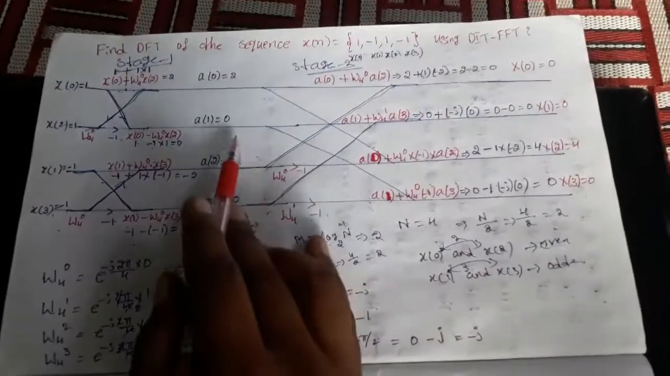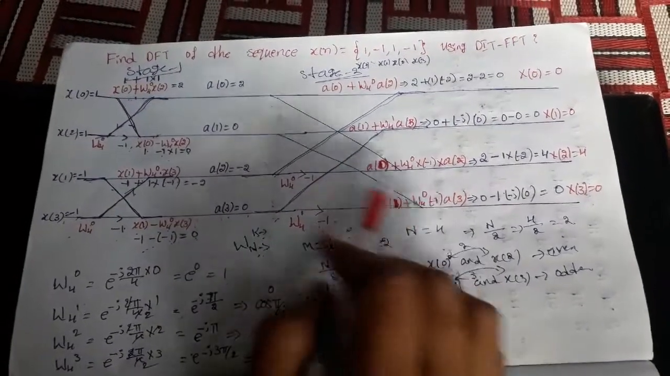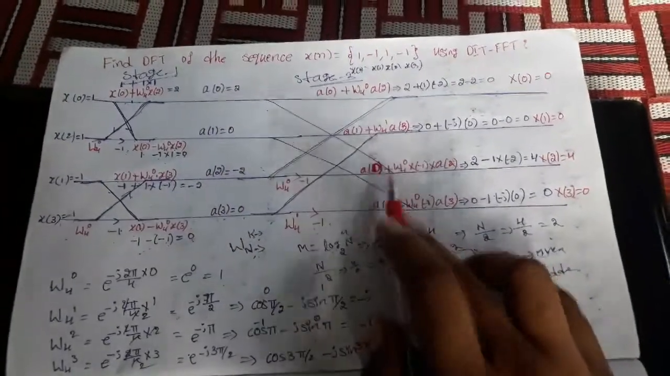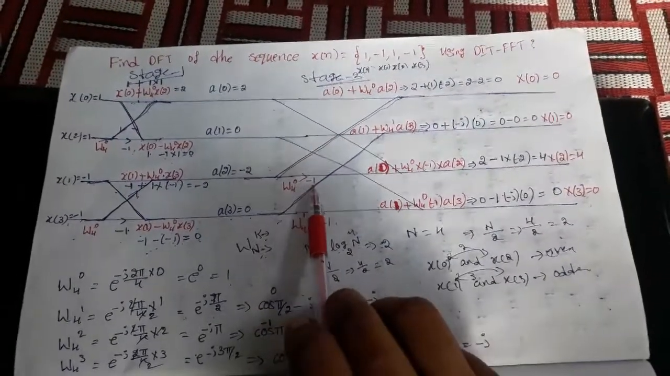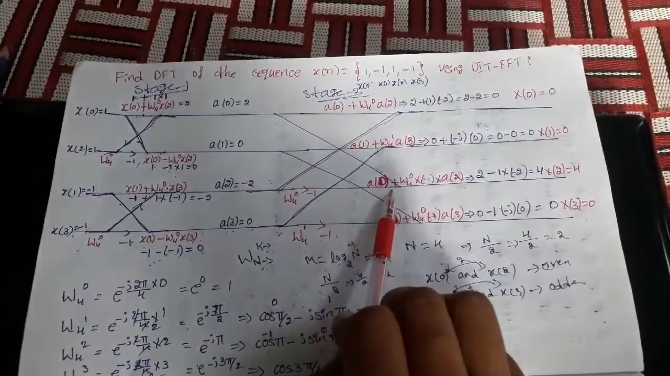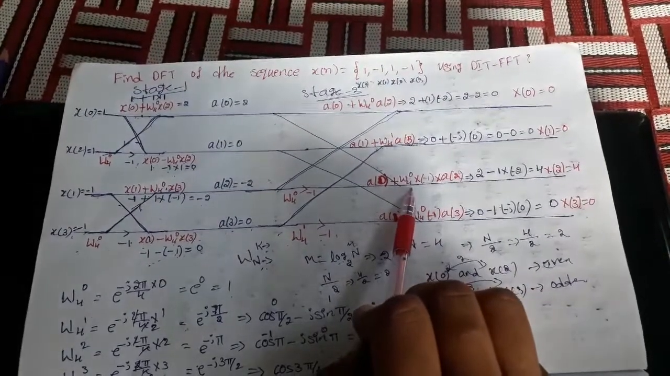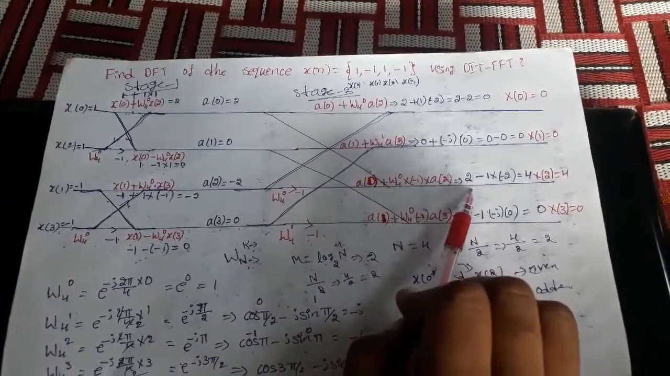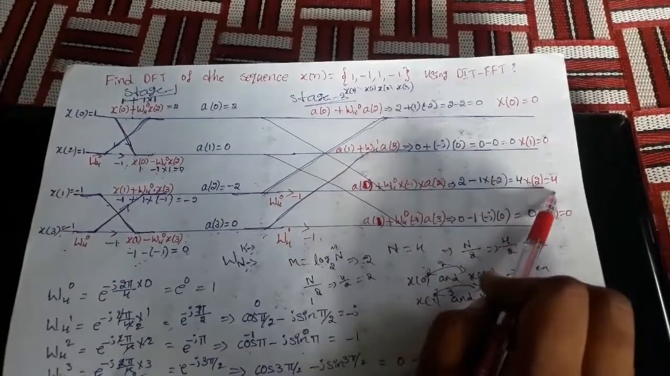Next, this flows to this, and this flows to this. So here a of 0 plus W4 to the power of 0 into, here multiplied with minus 1, minus 1 into a of 2. So here a of 0 value is 2 minus, here minus 1 into W4 to the power of 0, 1, and a of 2 value is minus 2. So 2 minus into minus, plus, 2 plus 2 value is 4. X of 2 value is 4.